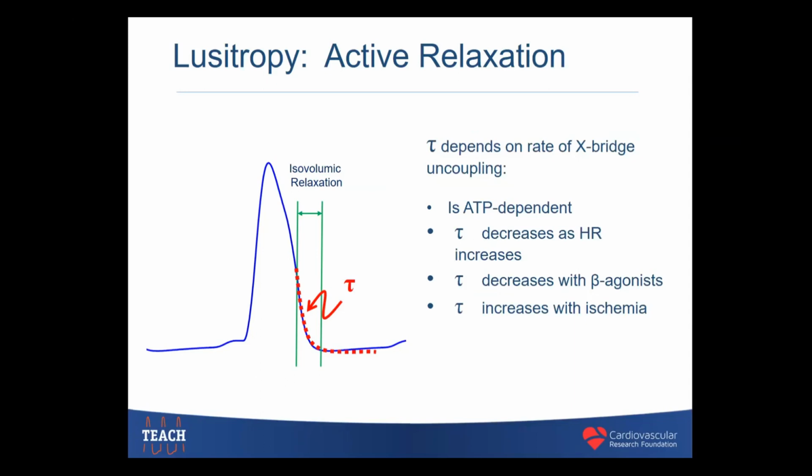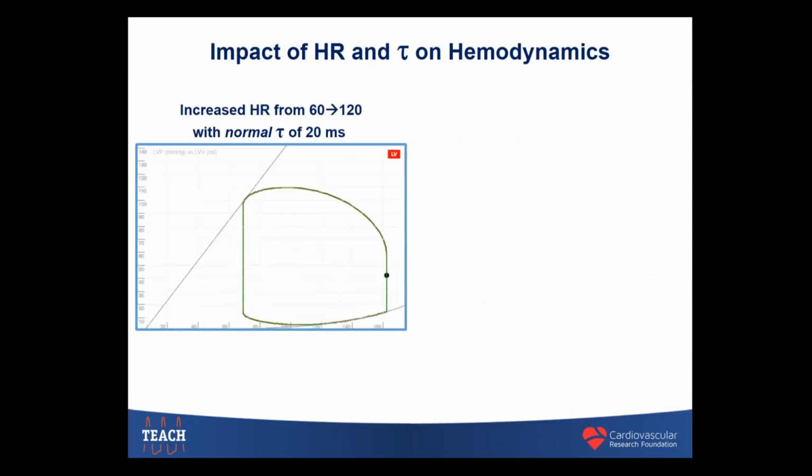So it's very ATP dependent. And so ischemia obviously will change it. Beta agonists will change it. Changes in heart rate can change it. And it plays a big role.